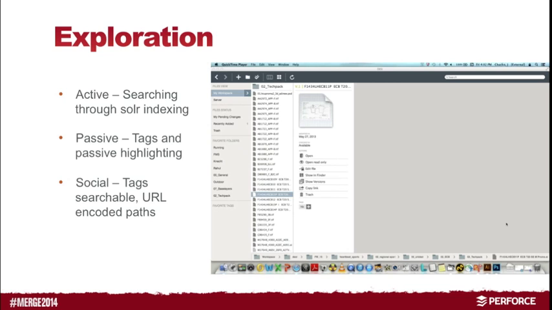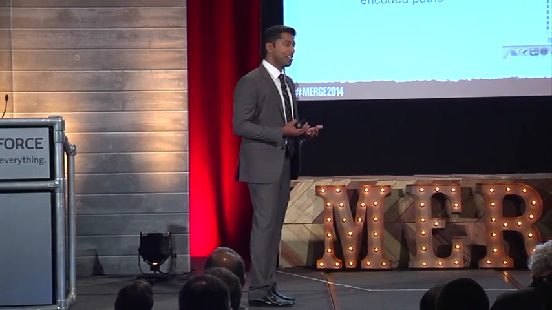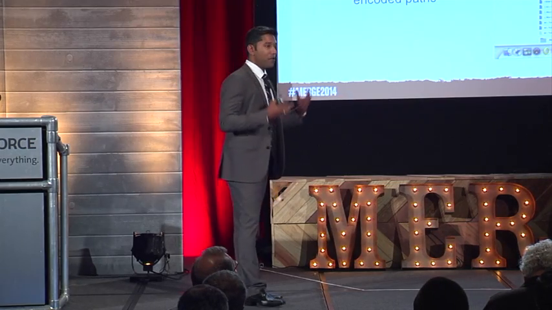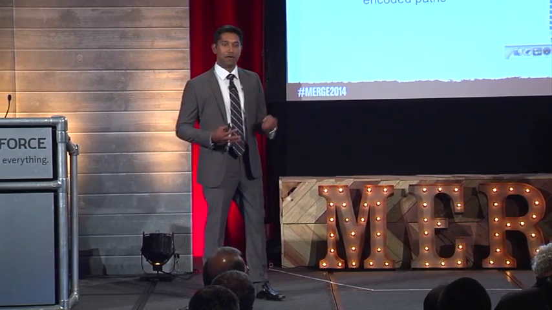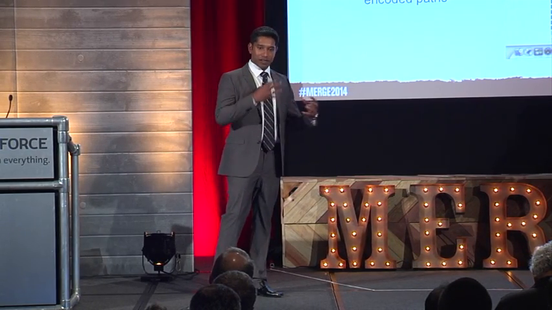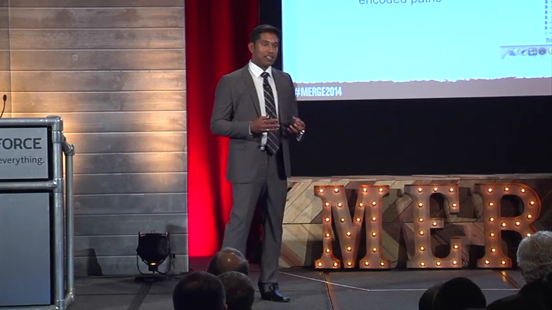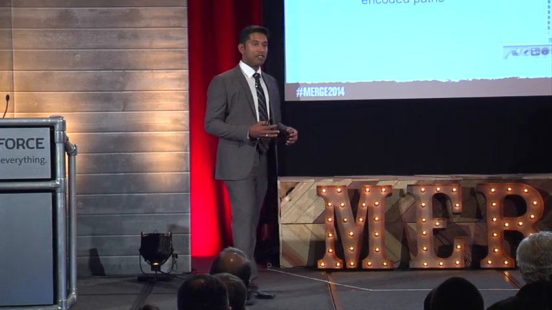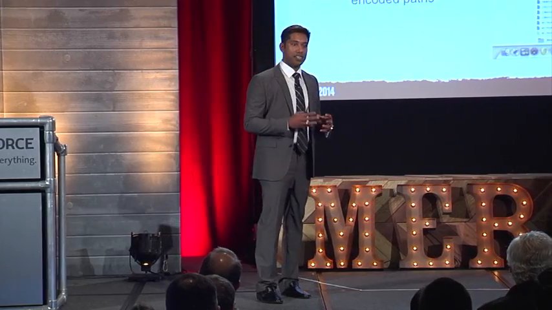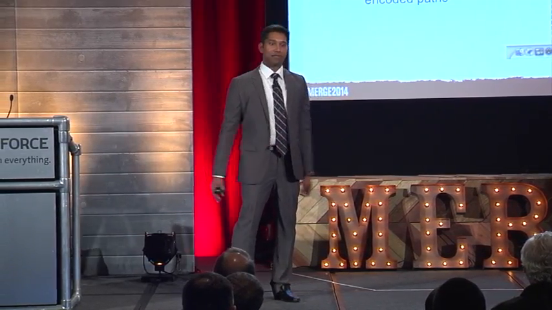The third thing that we tried to do was the whole social aspect of exploration, which is basically that the tags themselves are searchable again within our app. And also, if you like something, or a set of things, and you want to share them with somebody, all you have to do is take a snapshot of that, copy the URL, and send an email to somebody else. The minute they click on that URL, Desi automatically opens up and takes you to the whole set of things that you've really liked.